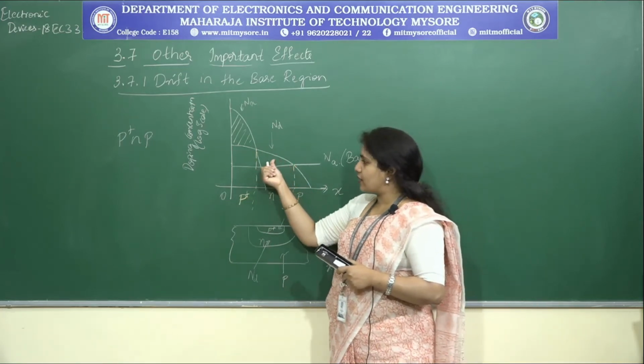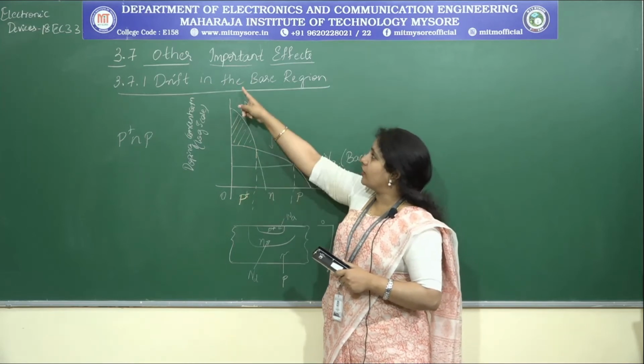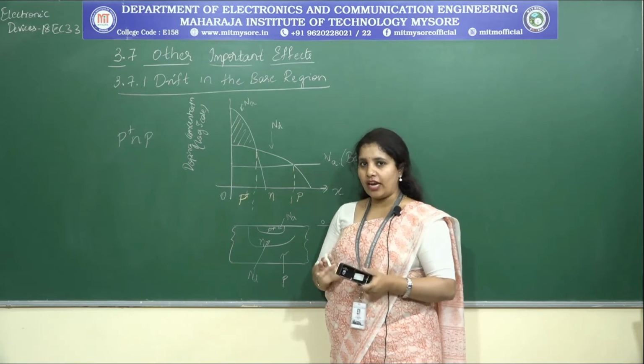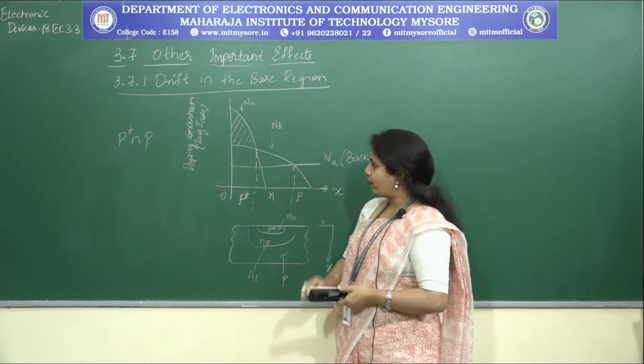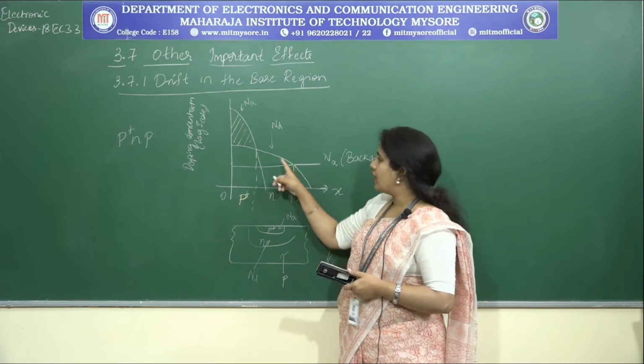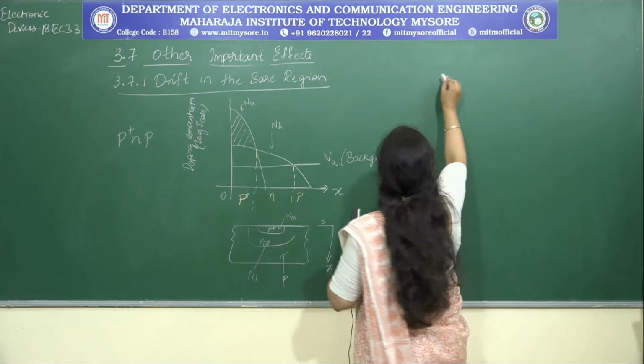Now, this is the one which forms the drift in the base region. What does that mean? I will tell you in a while. Before that, let me plot this change in the doping concentration in the base separately. Now, how can I represent that graph?